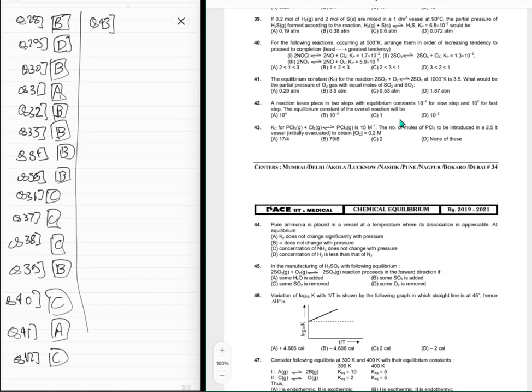Okay, question 43. Kc for this reaction is given. Number of moles of PCl3 to be introduced in some liter vessel, initially evacuated, to obtain. Okay, I get it. So if initially you had concentration C of PCl3, right? What was this, PCl3 or PCl5? Okay, PCl5.